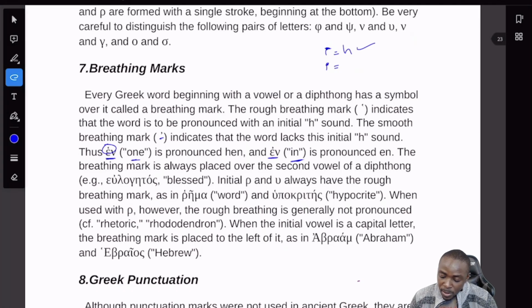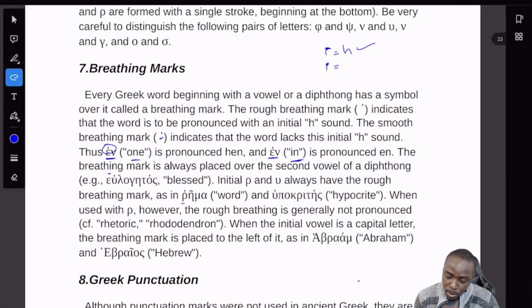The breathing mark is always placed over the second vowel of a diphthong. Remember, we were introduced to diphthongs earlier. Diphthongs are two vowels coming together to produce one sound. So you have eulogetos, but notice this is a close quotation, so it's a smooth breathing mark, and it's over the second vowel, not the epsilon but the upsilon, which means blessed.